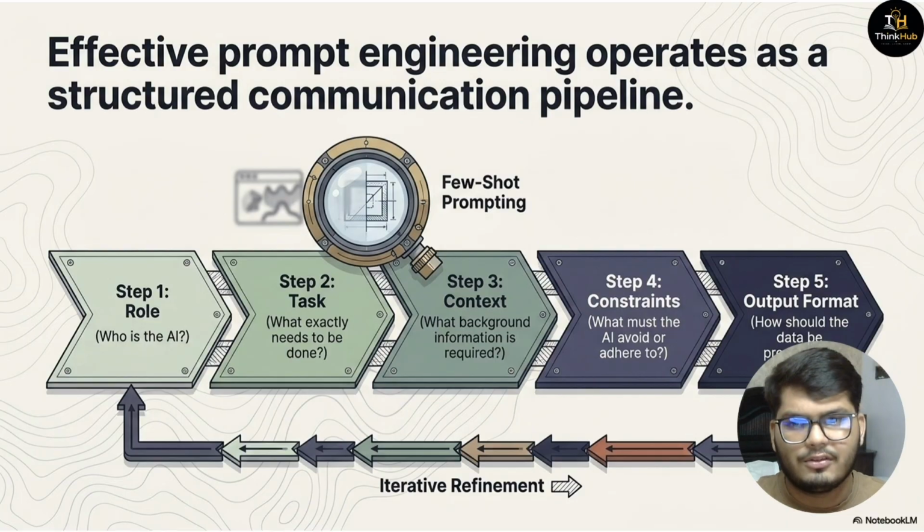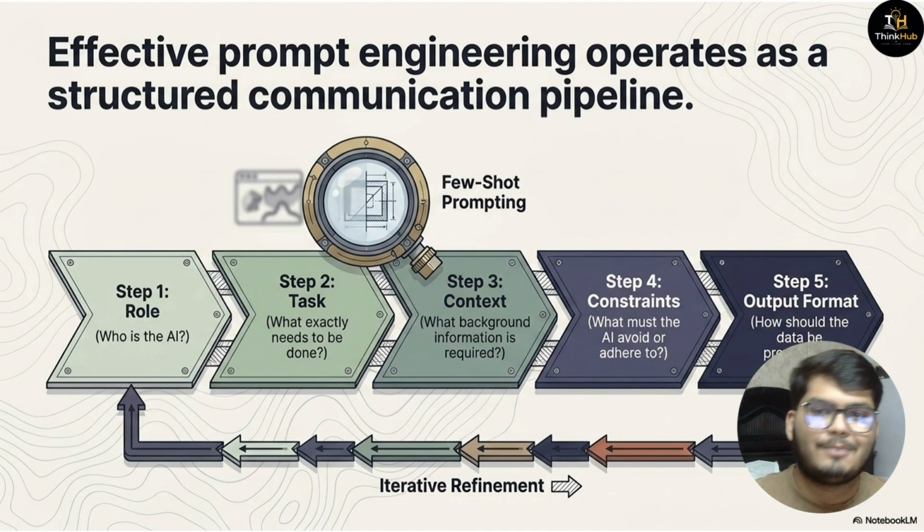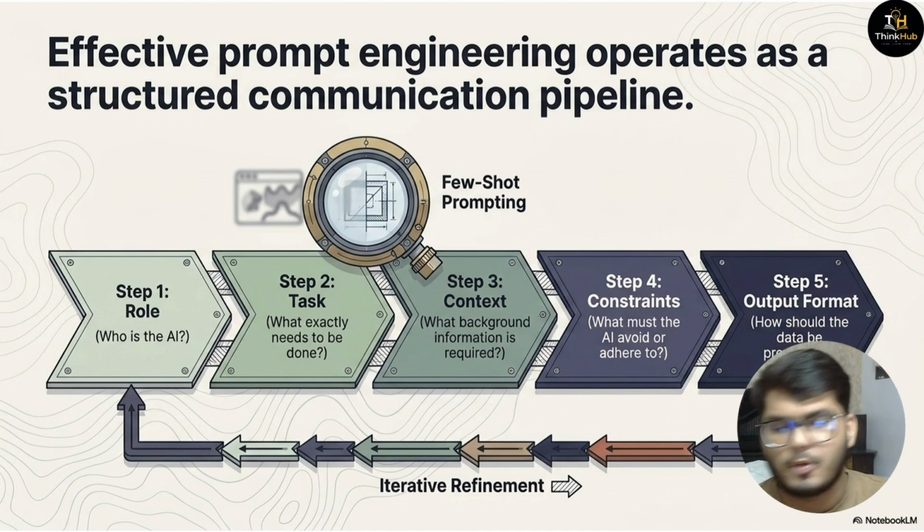Step one is the role. What is the role? Who is the AI? Step two is what exactly needs to be done. Step three is context, constraints, and then step five comes the output format.